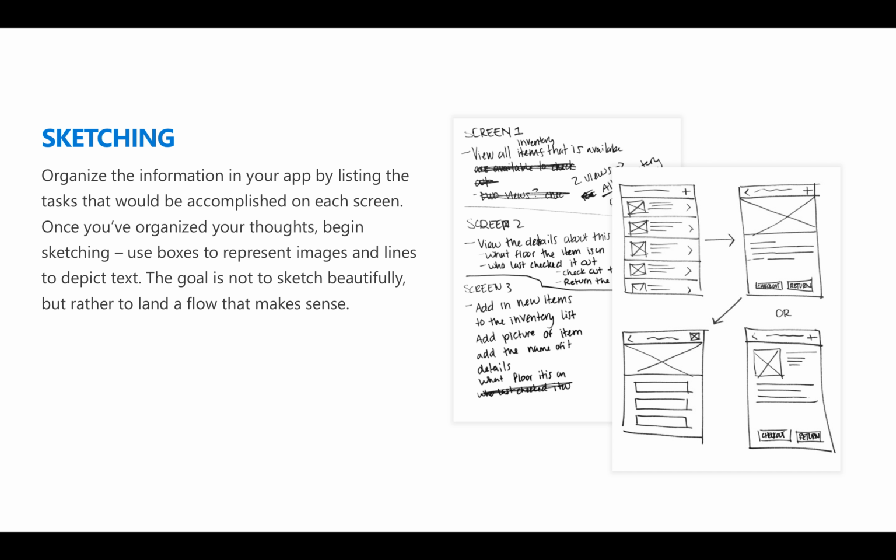Use boxes with X's on them just to represent images or icons, and just use simple lines to represent text. You can draw out buttons, but don't focus on beautiful details. Anyone can sketch. It's super easy.